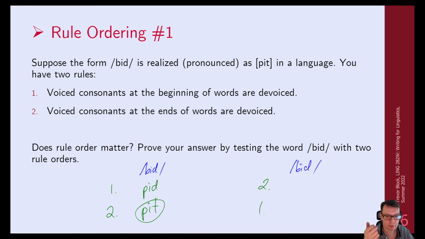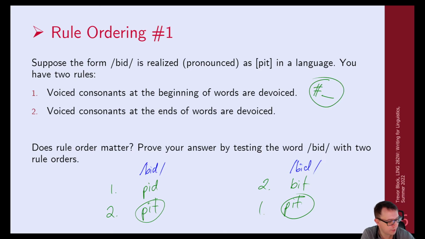Now what if we do it in the reverse order? So we do the end first. So first let's devoice the end. We get beat. Now let's devoice the beginning, and we get peat, and our output's the same. So rule order does not matter in this case. And this makes sense because a voiced consonant at the beginning and a voiced consonant at the end target 2 completely different parts of the word.